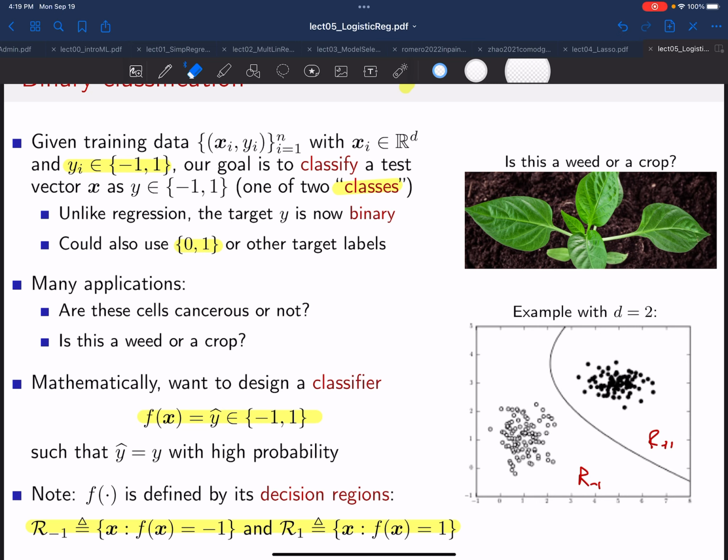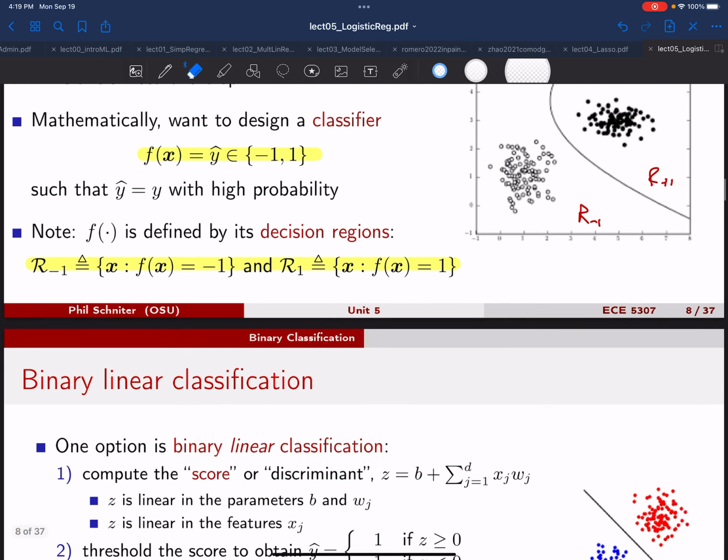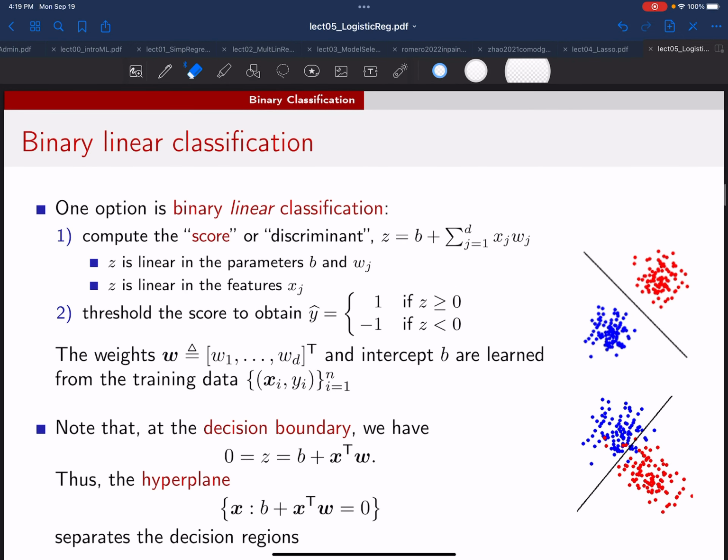Okay, any questions so far? All right. There are many, many ways to do classification, but we're going to study the simplest, and in some sense most common, called binary linear classification. We can think about this as a 2-step process. Step 1, you compute what's known as a score, or sometimes a discriminant, this way.